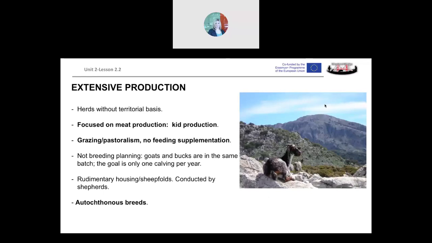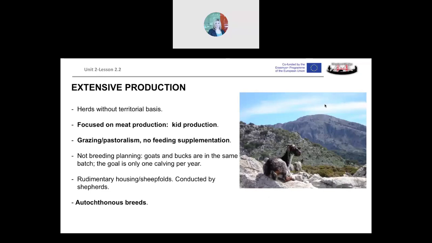Usually in this case, there is no breeding planning. So goats and bucks are in the same batch during all the year. In this case, the goal of production is just to have one calving per year. About the infrastructure, really they don't have infrastructure. They have, in the case they have, rudimentary sheep folds, and usually the herds are conducted by shepherds.